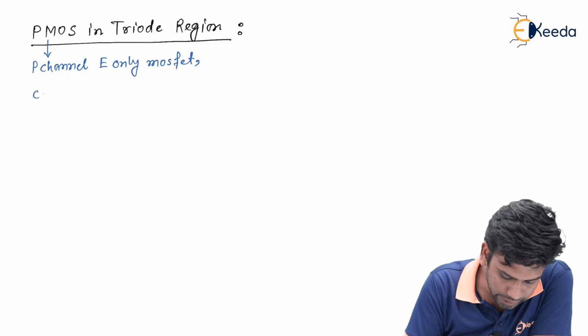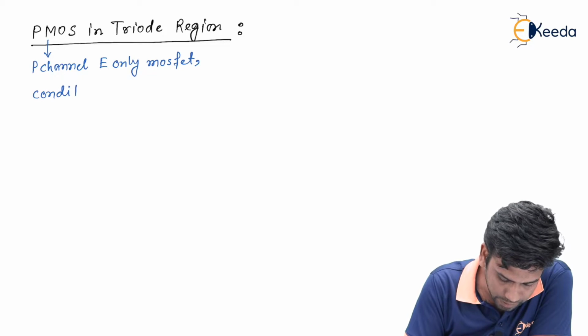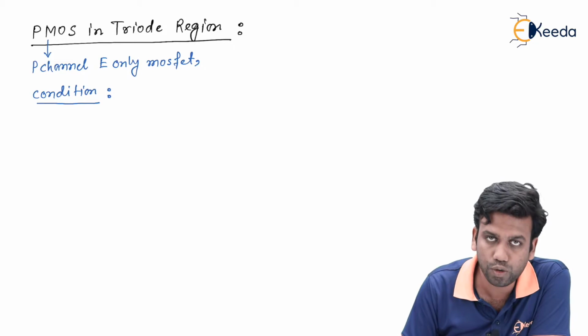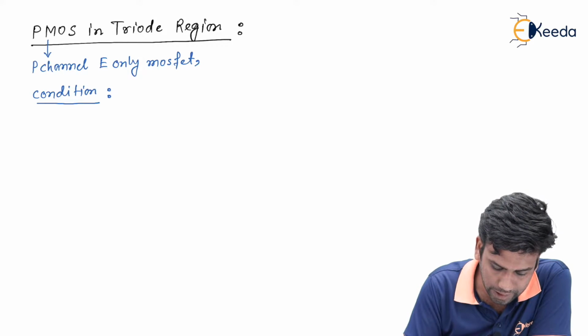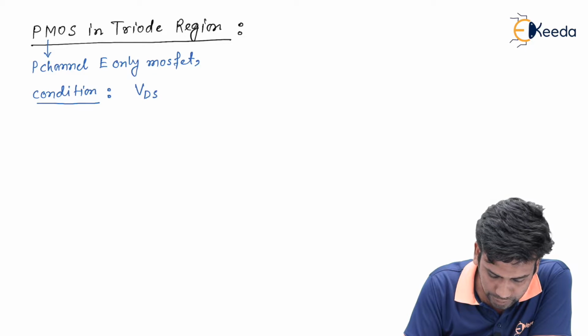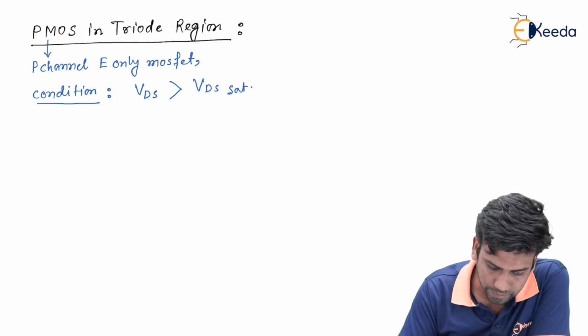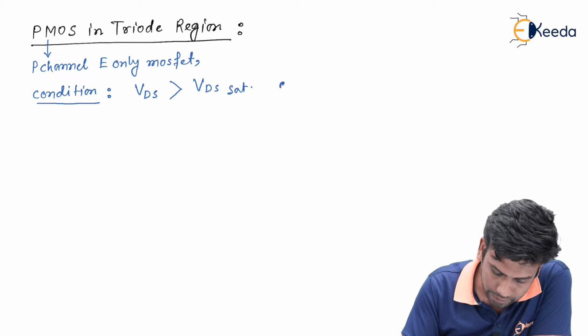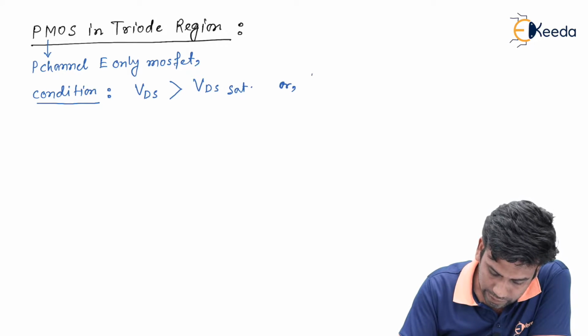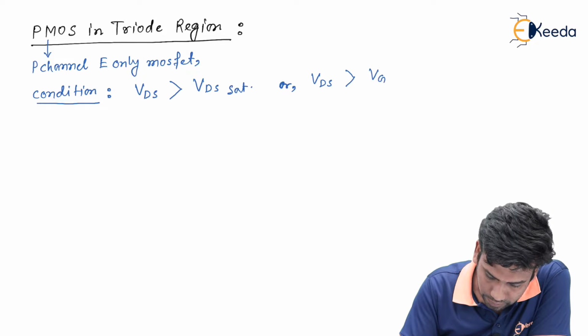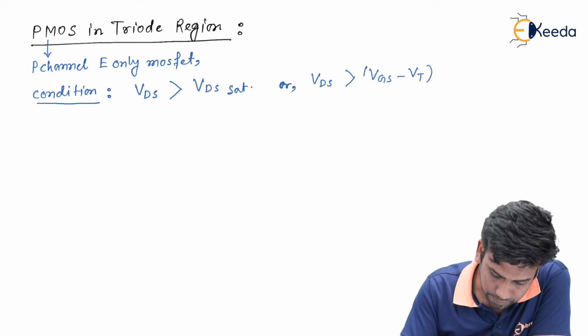So the condition that should be achieved by the PMOS transistor to be in the triode region is that the drain to source voltage must be greater than the drain to source saturation voltage, or we can say that VDS should be greater than gate to source voltage minus VT.